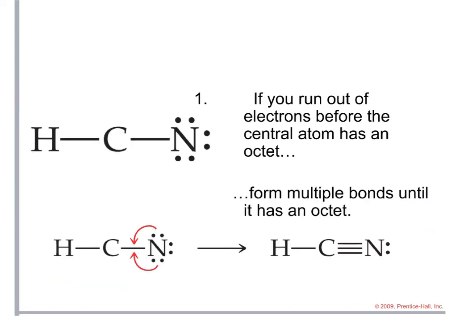Now, the last rule is, what if you run out of electrons and all of the atoms involved do not have an octet? What do you do? So let's look at an example. What if I gave you just the generic formula this and said draw a Lewis structure?